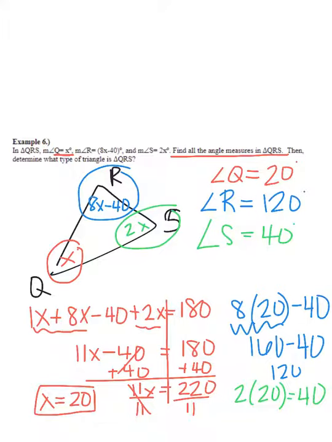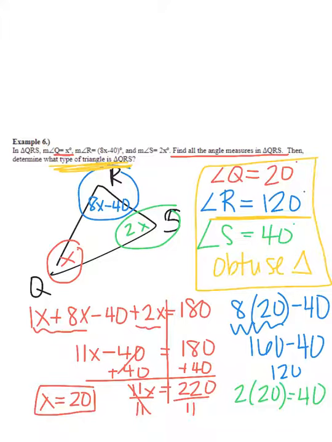It then says what type of triangle is QRS. Is it equilateral, isosceles, obtuse, right? Since it has an obtuse angle and the other two angles are not the same, it's not isosceles, it's just an obtuse triangle. Really nothing that special about it.